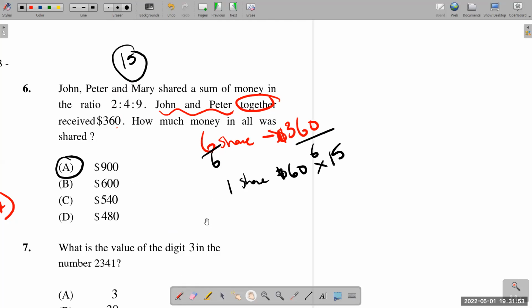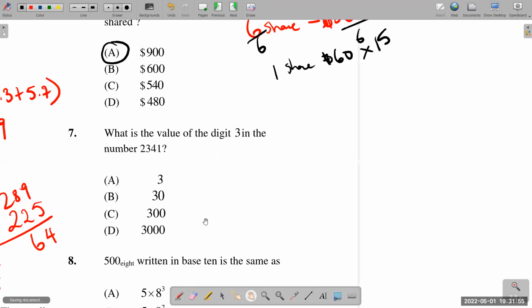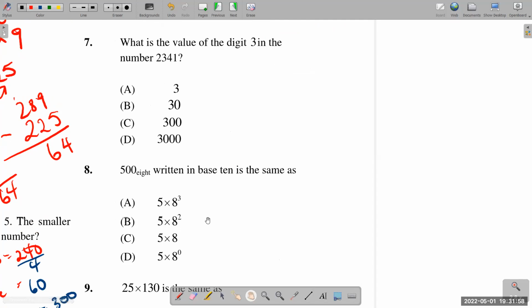All right, so let's do the next one. What's number 7? What is the value of the 3? A, B, C, or D? For number 7, C. Excellent. Okay, I got you. So you know this is a whole number. So that's ones, tens, hundreds. So it's going to be 300.